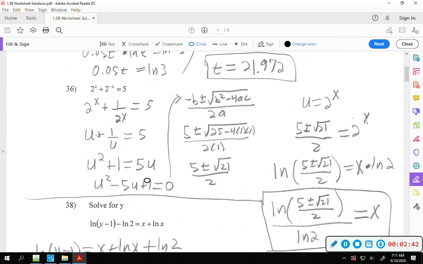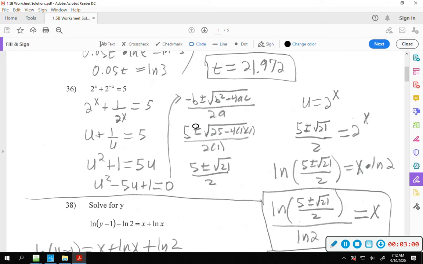There isn't 2 numbers that multiply to be 1 and add up to be -5. So we have to use the quadratic formula. You're not going to have to use the quadratic formula a lot. I can't remember the last time I would have seen it on the AP test, if ever.